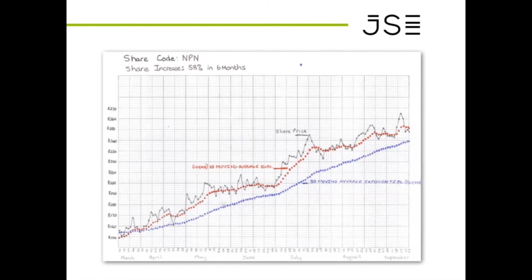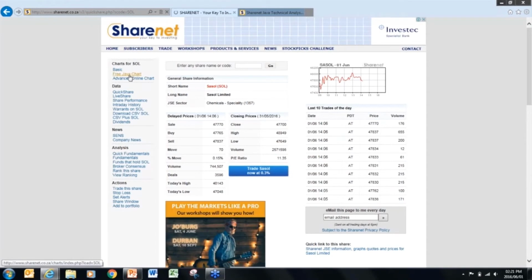Now, that brings me to the end of the presentation. Very short, simple, talking about the moving averages. But what I would like to do now is demonstrate this to you live on one of the share platforms. For example, I've taken ShareNet, and you can use any different platform. This is just one of the free platforms out there. You can use a whole host of different platforms.